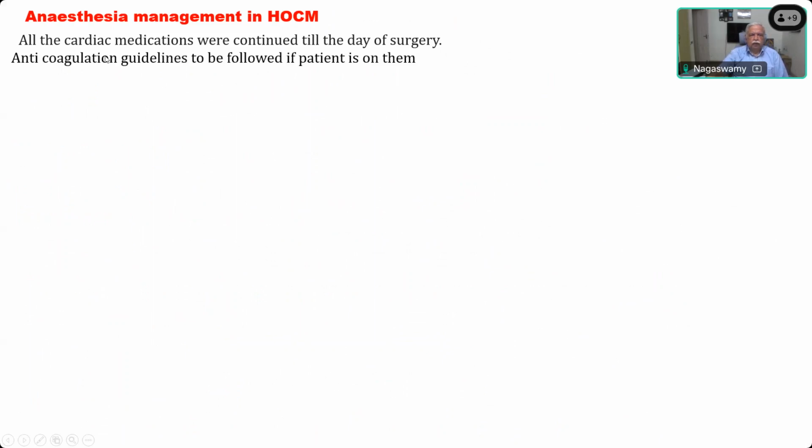If they have been given anticoagulation for atrial fibrillation, then you have to consult the cardiologist and then think which drugs you can continue, which drugs you have to stop, or whether you require a bridging therapy. Especially warfarin has to be stopped 3 or 4 to 5 days prior to surgery, and then you can go for unfractionated heparin, which has a shorter half-life.